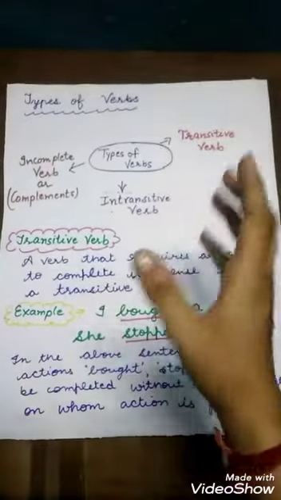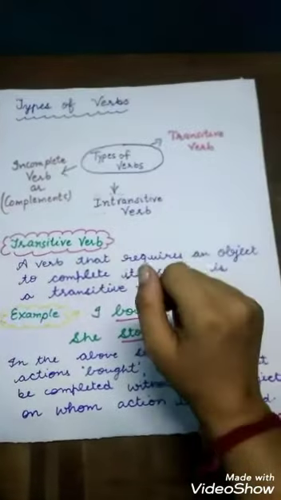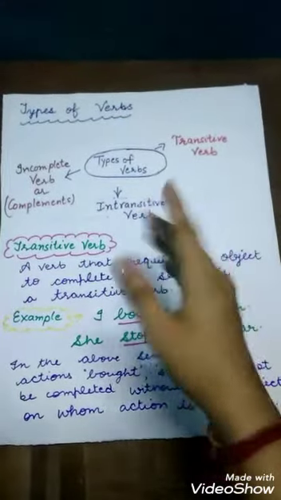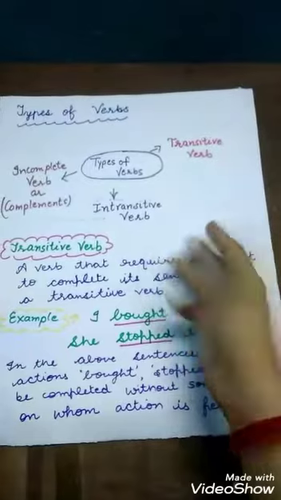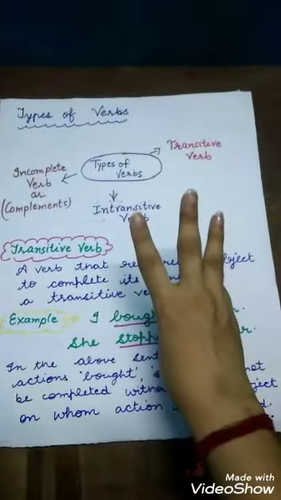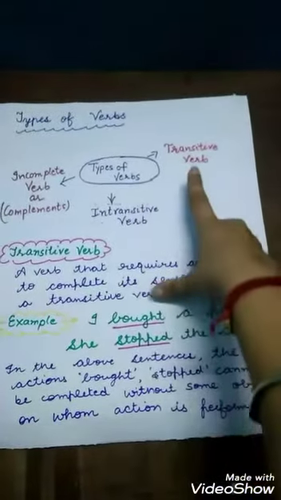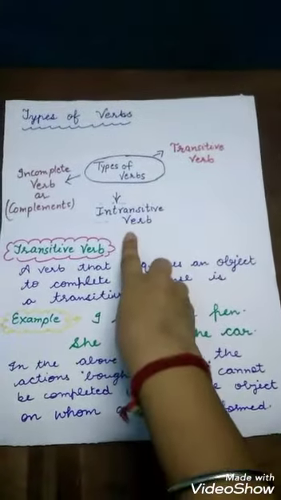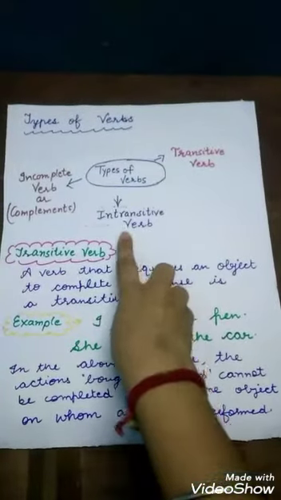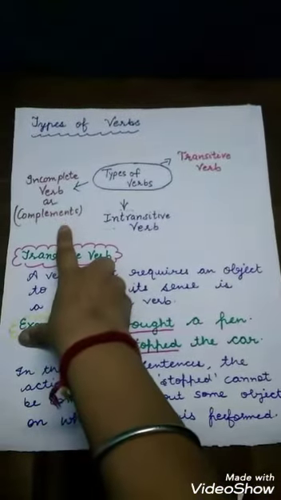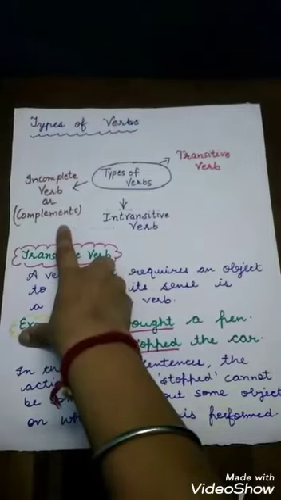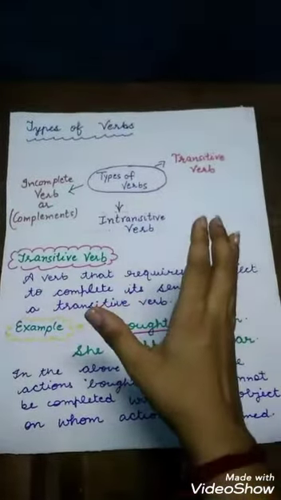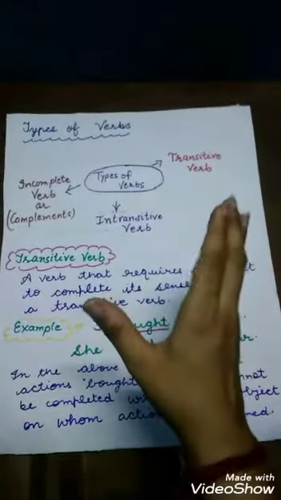Now students, let's talk about the types of verbs. Now there are 3 types of verbs. How many types of verbs are there? 3 types of verbs. First is transitive verb. Number 2 is intransitive verb. Number 3, incomplete verb or complements. Now let's discuss all 3 one by one in detail.